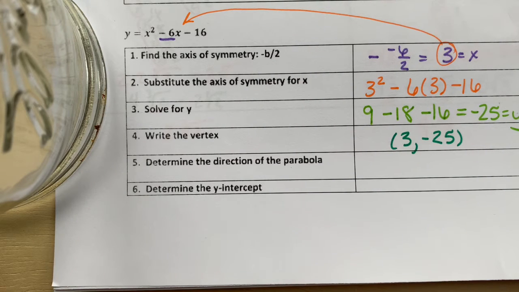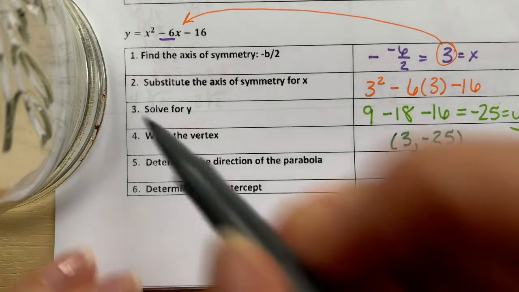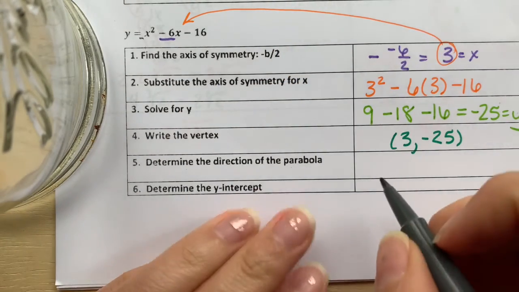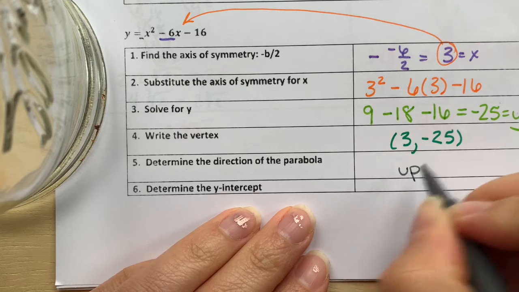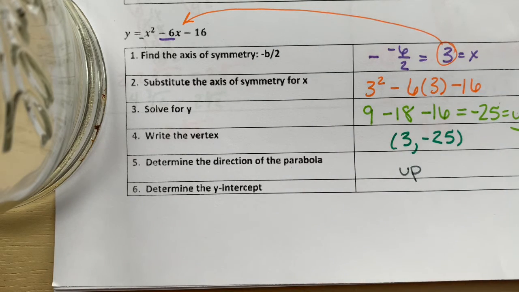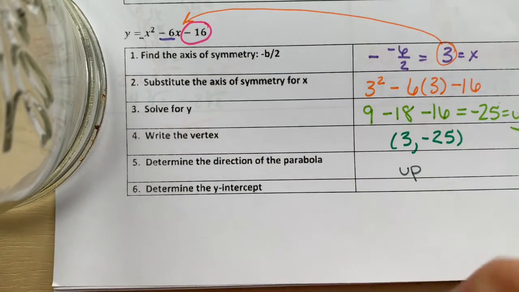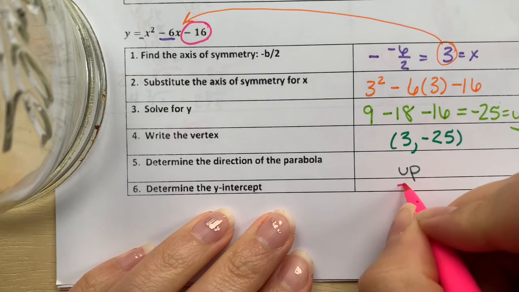Find the direction of the parabola. Is it up or down? We're going to look at the number in front of this x squared. Since there's not a negative there, that means it's a positive. So that means it's up. And then we have to find our y-intercept, which is this number, our constant. So our y-intercept is negative 16.